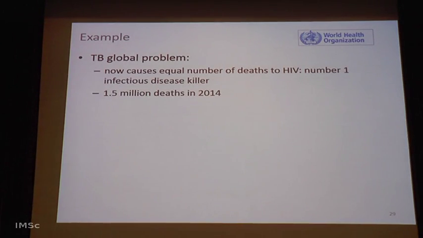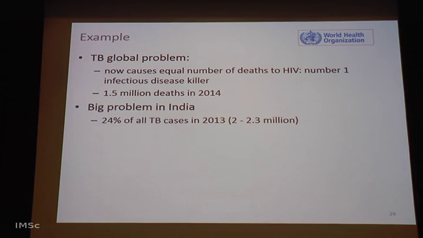Okay, so the example is thinking about TB. As I'm sure many of you know, TB is a huge global problem, and it has recently achieved the glamorous status of being equal to HIV as the number one infectious disease killer in the world. It caused an estimated 1.5 million deaths in 2014. It's a big problem here in India: it's estimated that 24% of all cases of TB in 2013 occurred here.